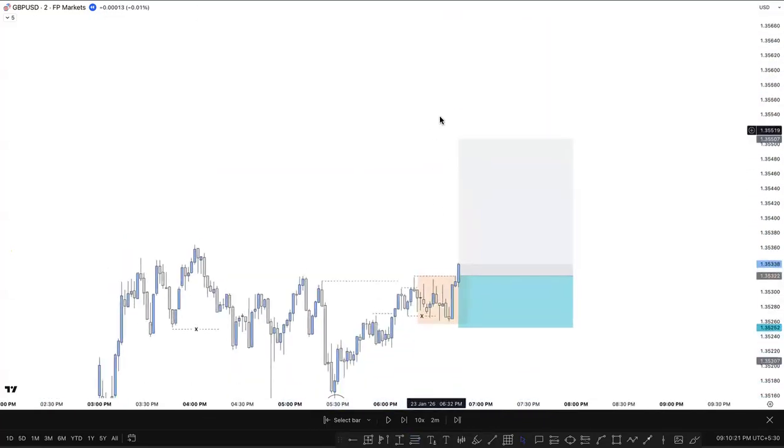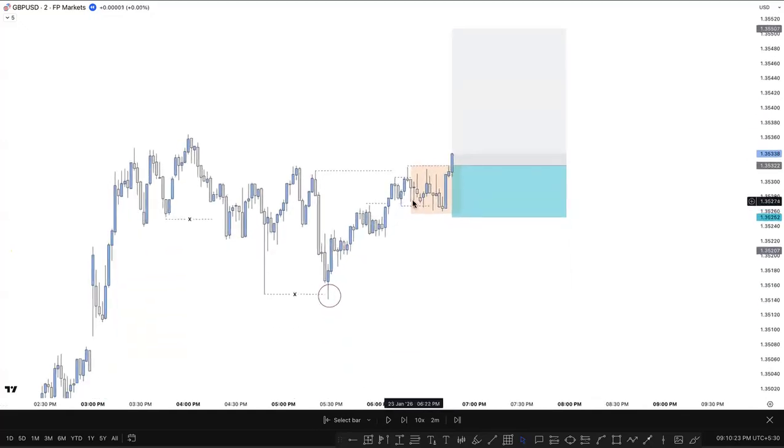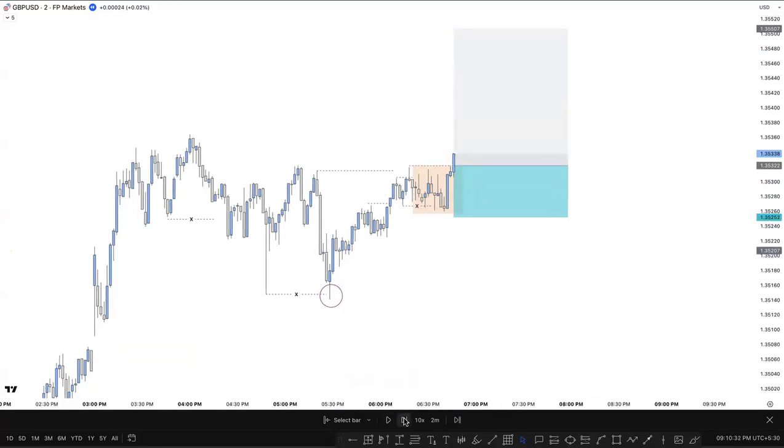So let's see how it worked after this one, and the logic behind it. The market took out the investment after this one, swept this one, broke the structure, took out the investment, and the market broke it, and we can plan for the buy to the upside. Let's see how it worked after this one.